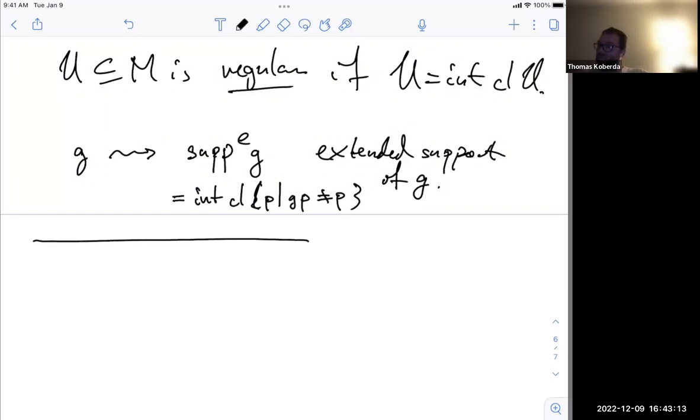So what can you do with this? Well, the next thing that one has to do is one has to interpret second order arithmetic.